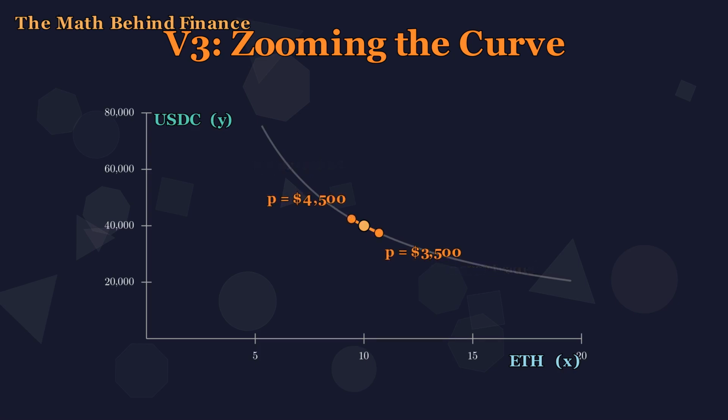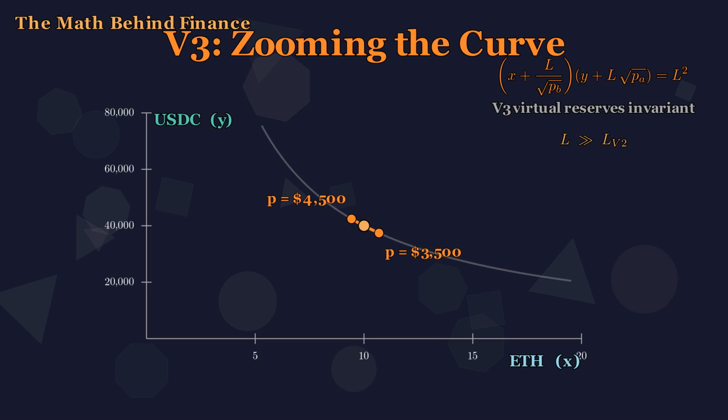In 2021, Uniswap asked a simple question. What if we only use the arc we actually care about, say $3,500 to $4,500? The math? Shift the hyperbola inward with a pair of virtual reserves. Inside the range, trades still obey X times Y equals L squared. But now L, the liquidity, is much, much larger.